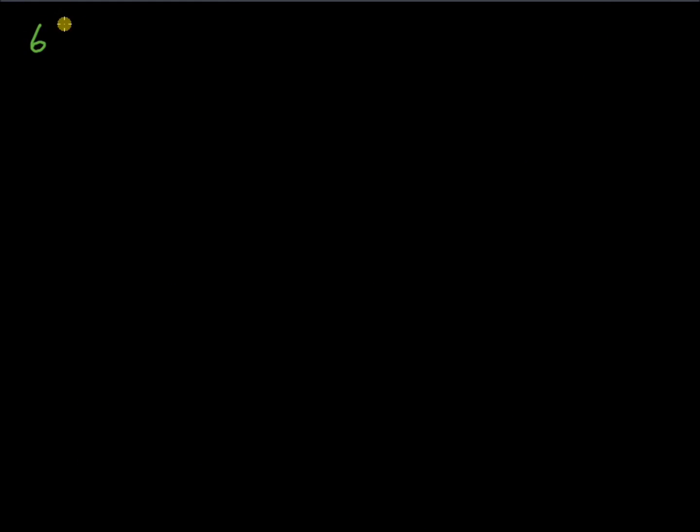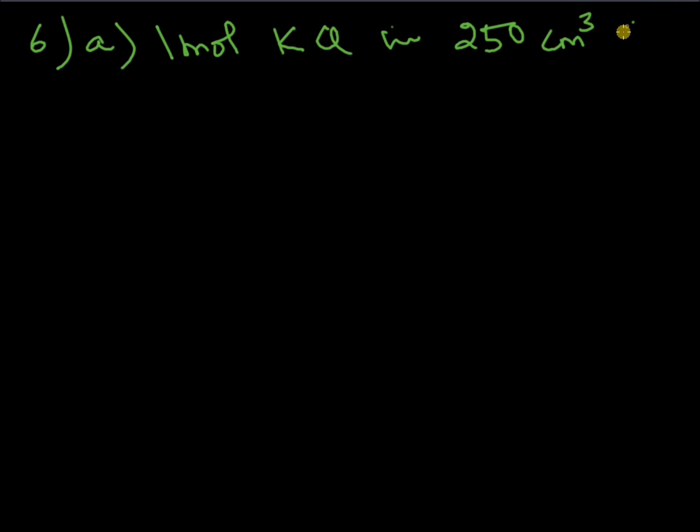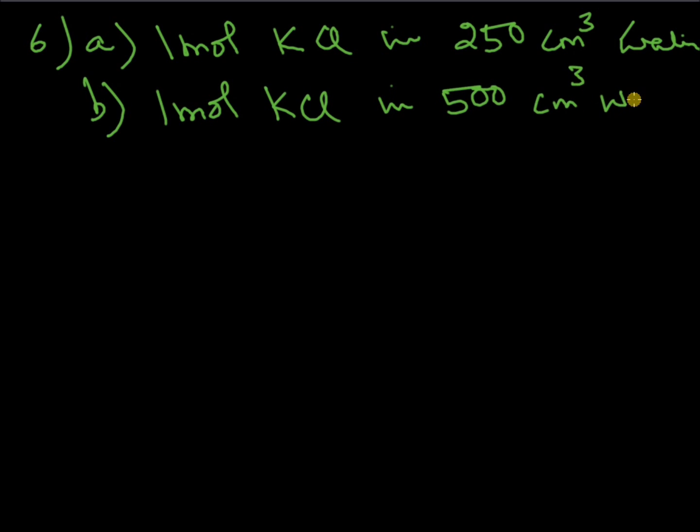In the sixth question, you are given 2 solutions. 1 mole of KCl dissolved in 250 ml water, and then another solution in which 1 mole of KCl is dissolved in 500 centimeter cube of water. You are asked to find out which one will have a higher value for its kappa and which one will have a higher value for molar conductivity, lambda m. Here 1 mole is dissolved in 250 ml and here 1 mole is dissolved in 500 ml.